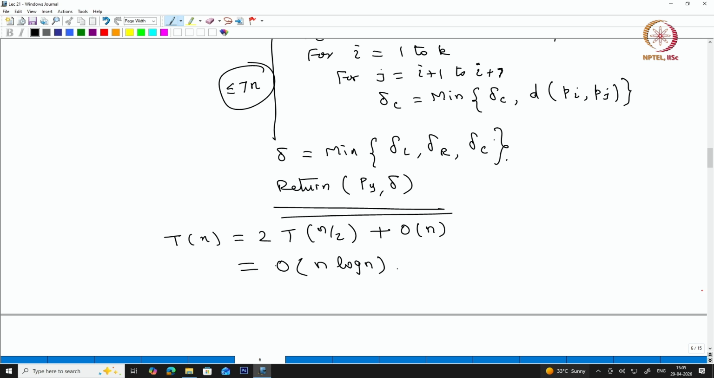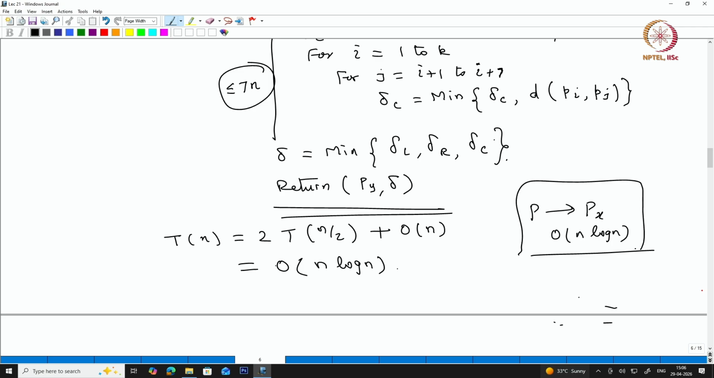Notice that we started with Px, but computing Px is another n log n. P to Px is another order n log n. So, this is the pre-processing cost. From Px, getting this is order n log n, and overall the complexity is order n log n. So, you can see how more for less is helpful.